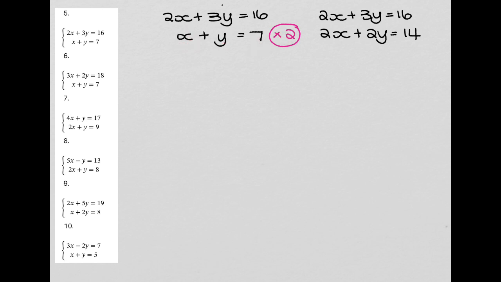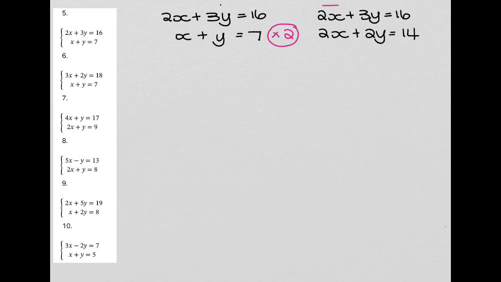Now, if I go back to match, dust, top, these match. Are they different or the same? They are both positive, so they are the same. Same, subtract. Different, add. So if I subtract, 3y take away 2y is 1y. 16 take away 14 is 2. So now I know that y is 2.